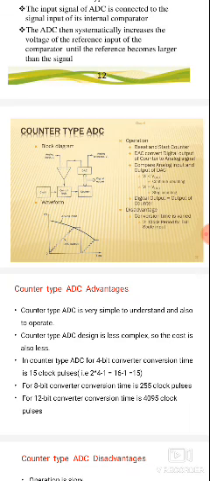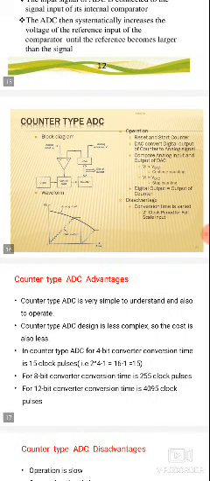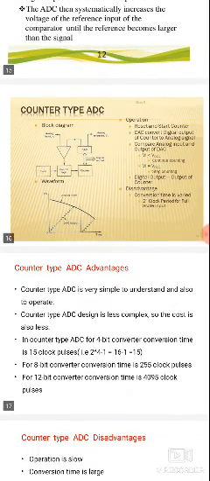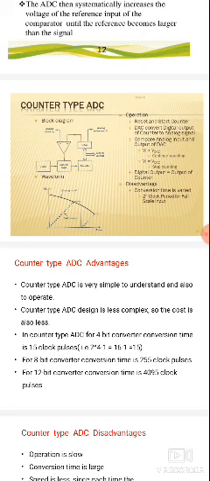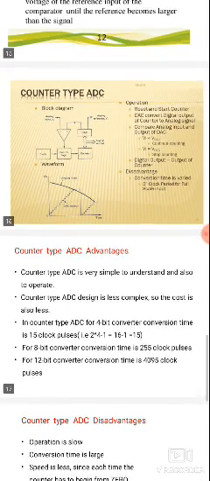Whenever VA is greater than VB, the comparator indicates a high position and it goes to the AND gate. The AND gate will be enabled and the counter starts counting. So while the analog input is greater, the reference input of the comparator keeps comparing until the reference becomes larger than the signal. If VA is less than VB, then the counter stops counting. The reference becomes larger than the signal only.